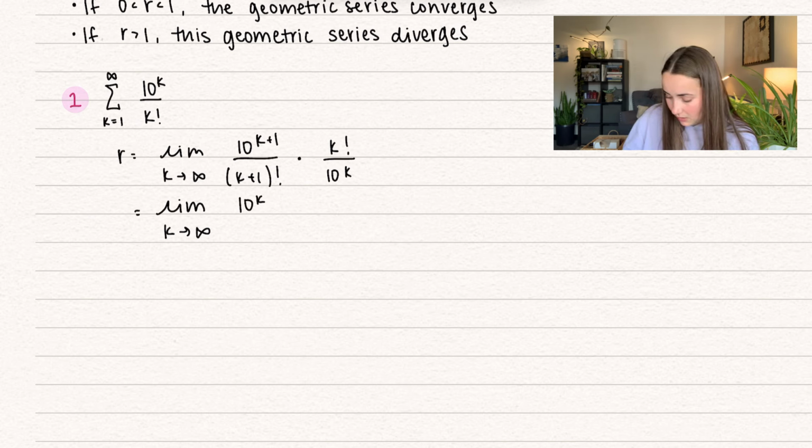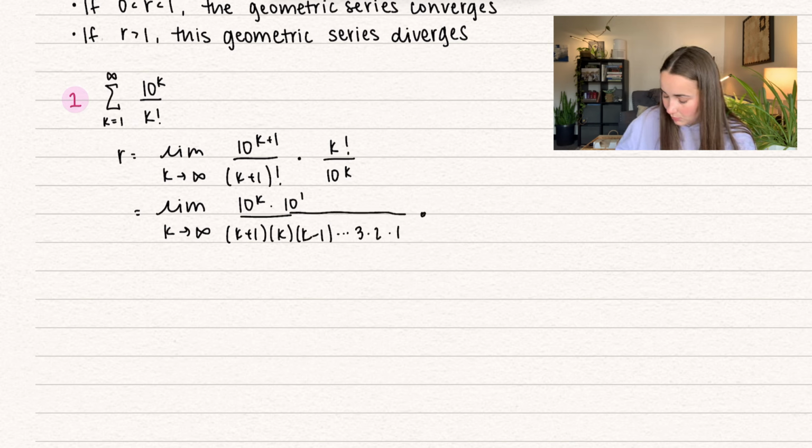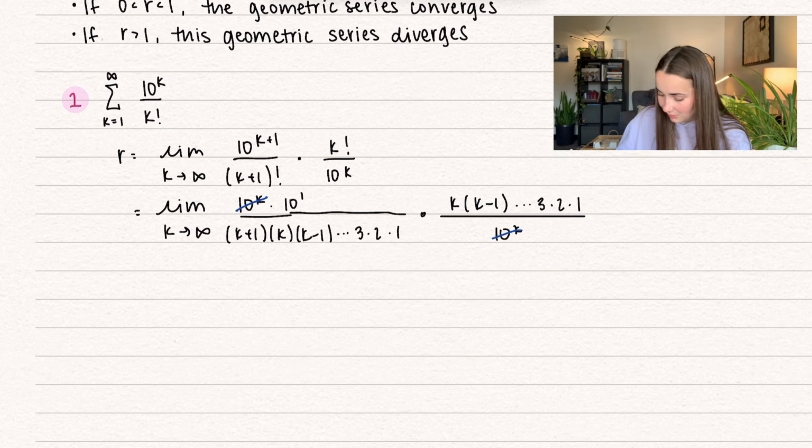But first, I'm going to go ahead and use that exponent rule. And remember, this is going to be k plus 1 times k times k minus 1, all the way down to 3 times 2 times 1, right? And I'll extend that out. And then we're going to multiply that by k factorial. That's going to be k times k minus 1, all the way down to 3 times 2 times 1, divided by 10 to the k. And of course, here we're going to go ahead and see what cancels out. That 10 to the k cancels, which is really nice. The k factorial cancels, and then everything behind it also cancels.